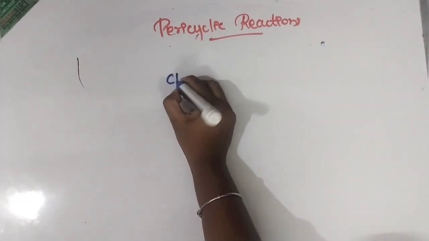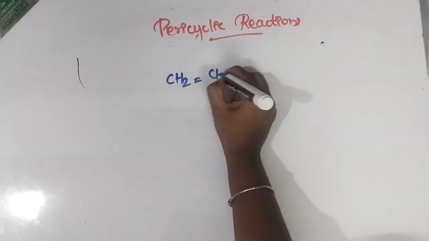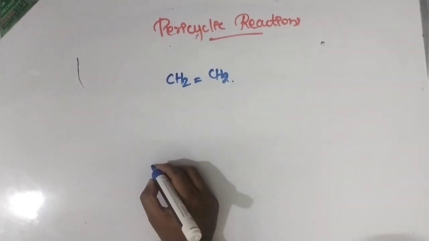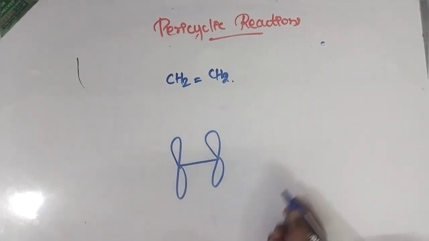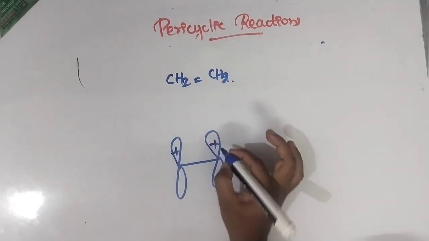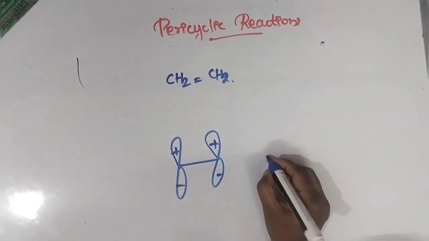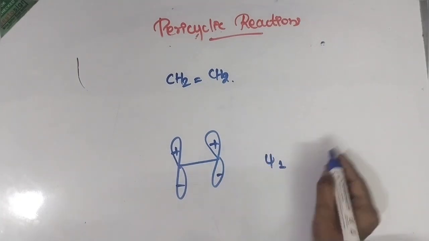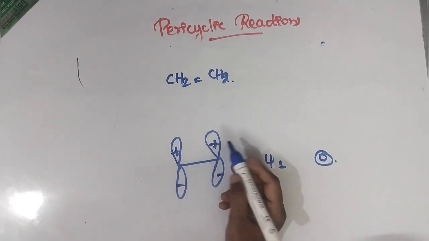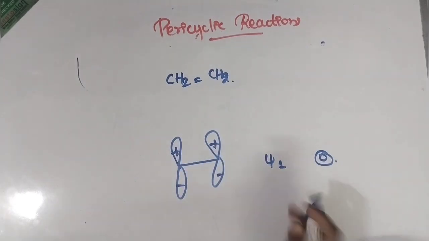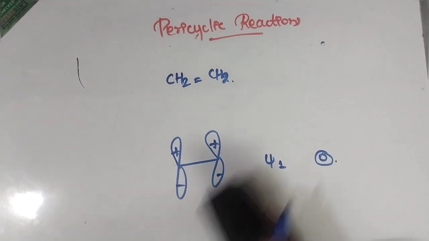One more thing. In ethylene, how will you draw? Like this: plus plus, minus minus. This is our psi 1. Here there is no node, 0 nodes. See here, between two same charges there will be no node. Okay, this is psi 1, this is 0.